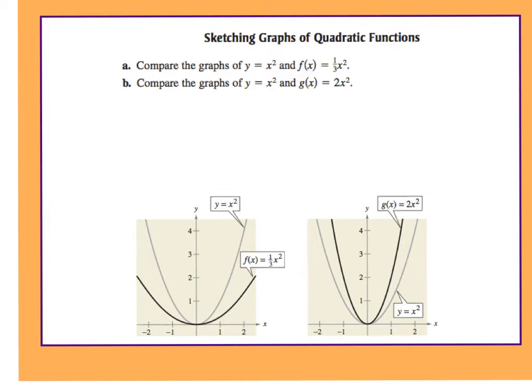On these graphs, my parent is x squared, my standard parabola. What's going on when I go from x squared to 1/3 x squared? It gets fatter. Okay? That means the a is between what? 0 and 1. All right? And then if you look at part B, I go from x squared to 2x squared. What's that graph doing? Skinnier. Why is it getting skinnier? Because a is what? Above 1, greater than 1.